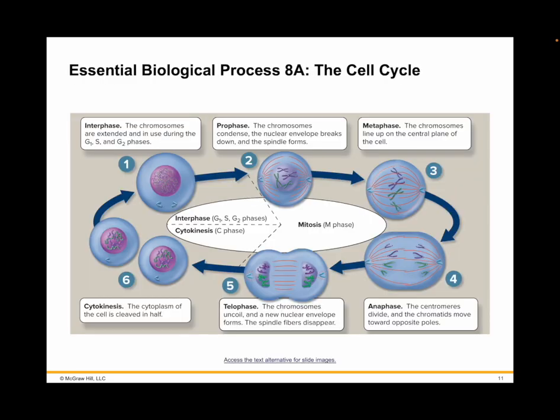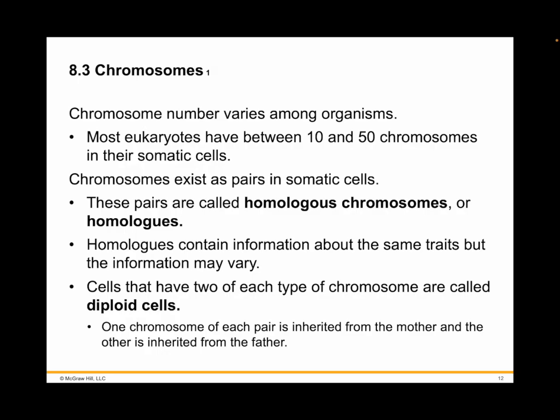If you look closely, you can see that essential biological process. This is what outlines the process I'm teaching about now, from interphase to mitosis, or M phase. We'll continue on with the process in just a moment. Chromosomes. You will distinguish between a homolog and a sister chromatid.